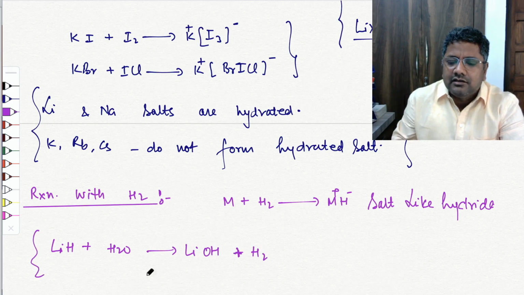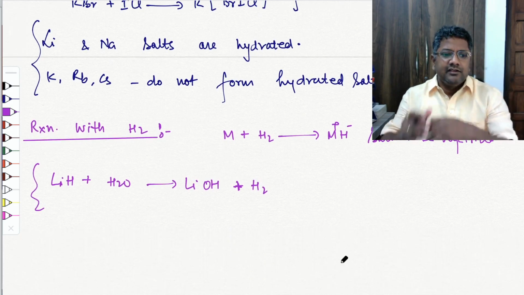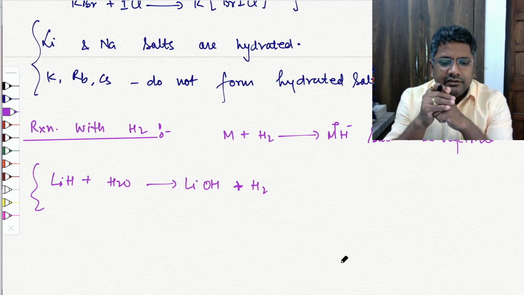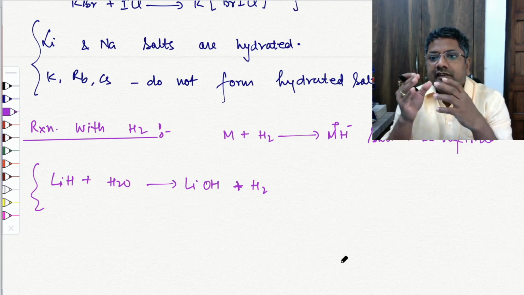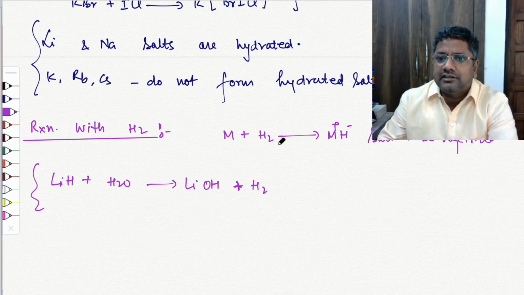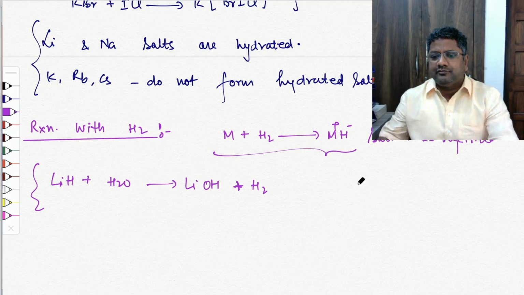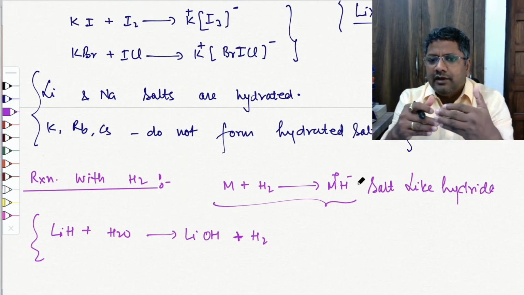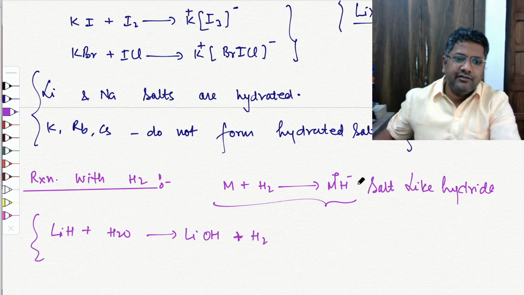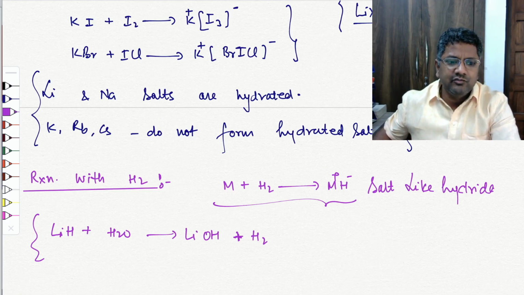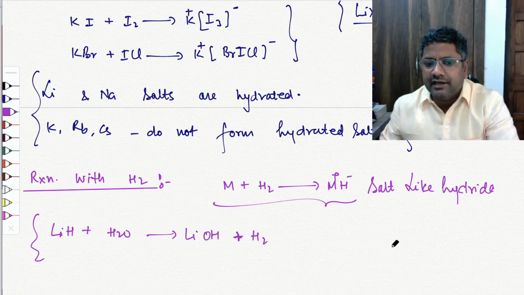So the ionic character, the ease with which they form this, decreases down the group, and all the hydrides are ionic or salt-like. Covalent character, basically in lithium hydride, covalent character is more. As we move down the group, covalent character decreases, ionic character increases, right? So as you move down the group, the ionic character increases.